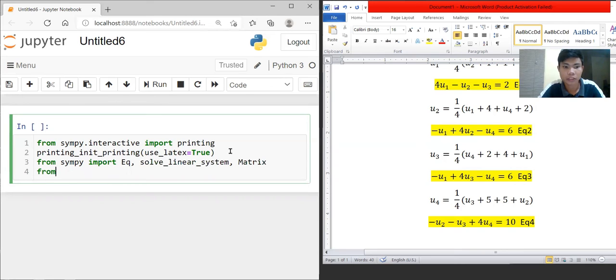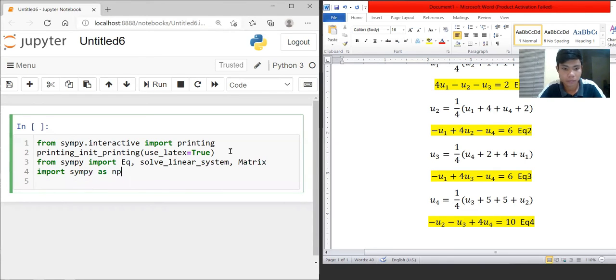So hindi na pala to kailangan, kasi in this code, gagamitin lang natin yung SymPy. Yan. So we will import SymPy as SP.